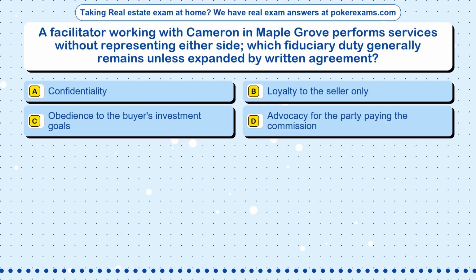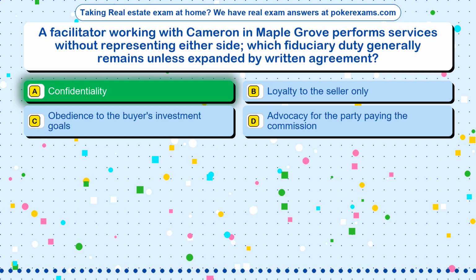Question 89. A facilitator working with Cameron in Maple Grove performs services without representing either side. Which fiduciary duty generally remains unless expanded by written agreement? Option A. Confidentiality. Option B. Loyalty to the seller only. Option C. Obedience to the buyer's investment goals. Option D. Advocacy for the party paying the commission.